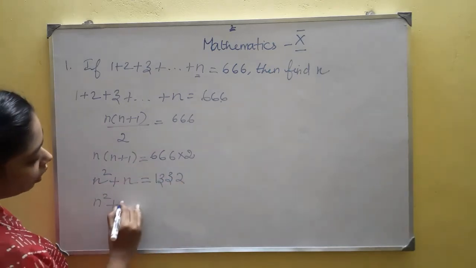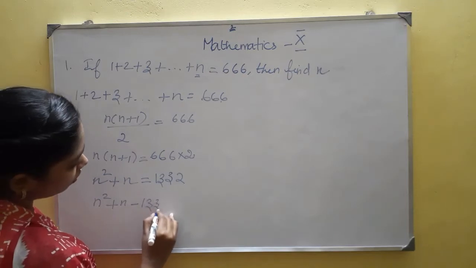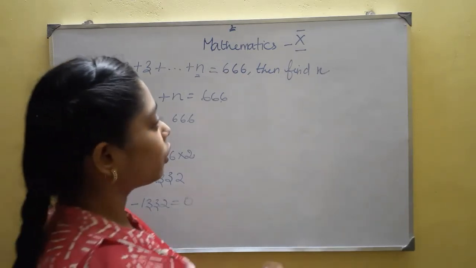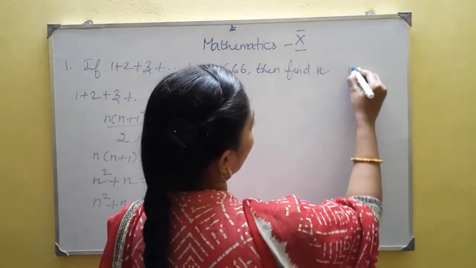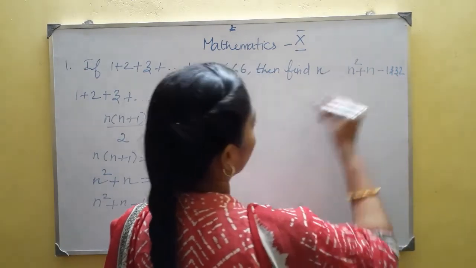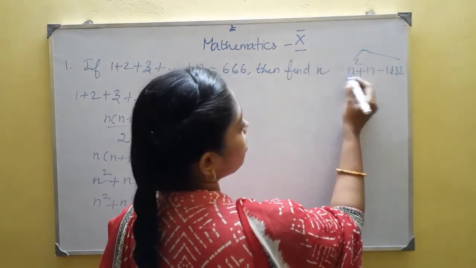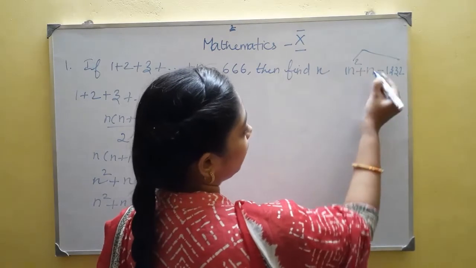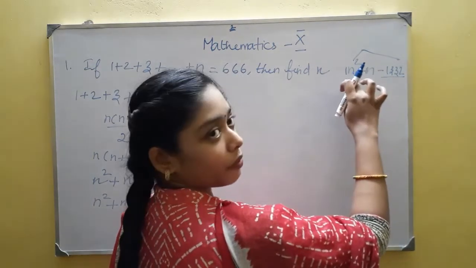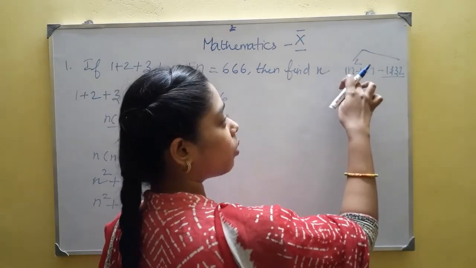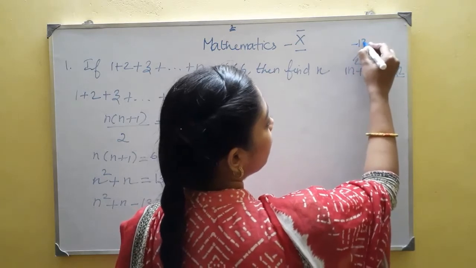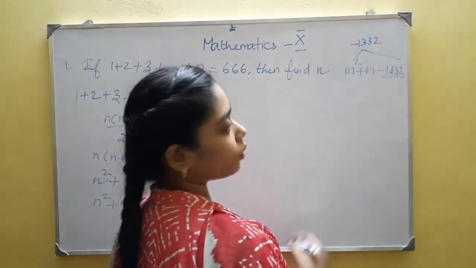Now you will get one quadratic equation, so we will get two solutions here. Now we want to factorize this: n square plus n minus 1332. Do this calculation portion in rough column. What is the n square coefficient? 1. The n coefficient is also 1 here. This is the constant term. When you do the factorization method, you want to multiply the coefficient of n square and the constant term. 1 into minus 1332 is minus 1332.